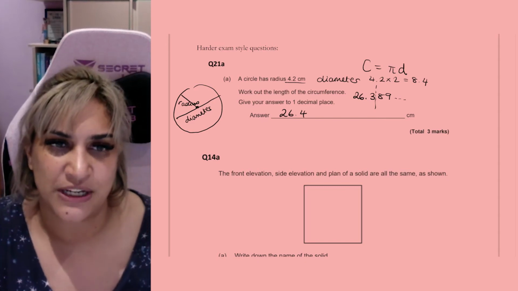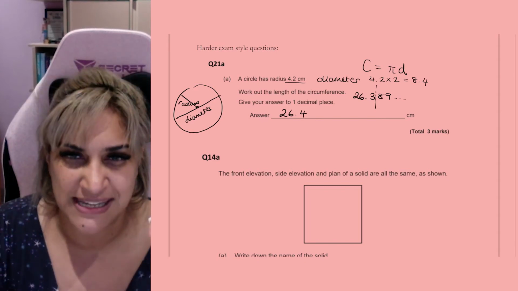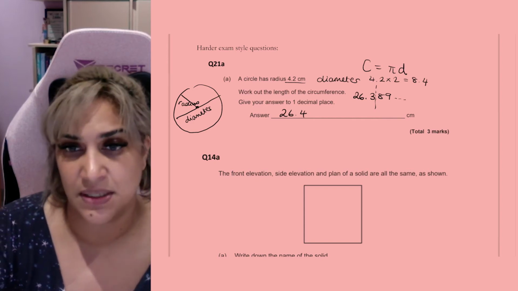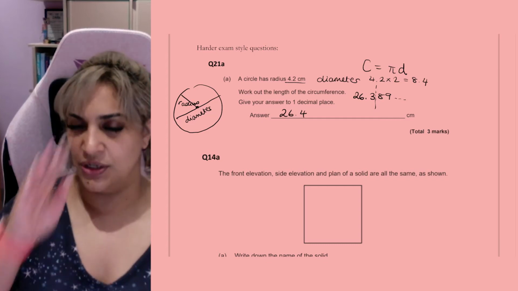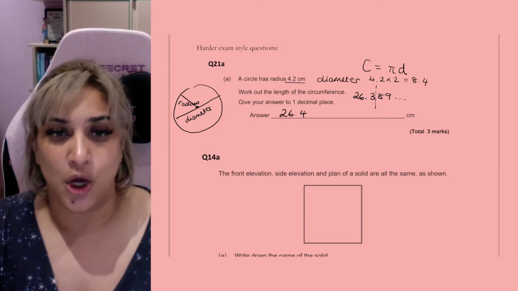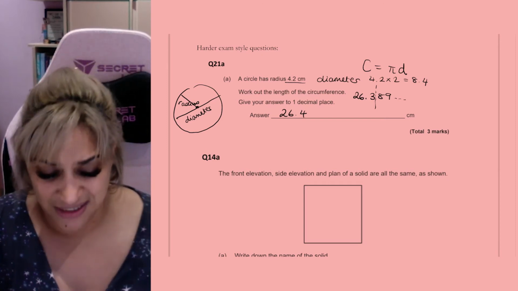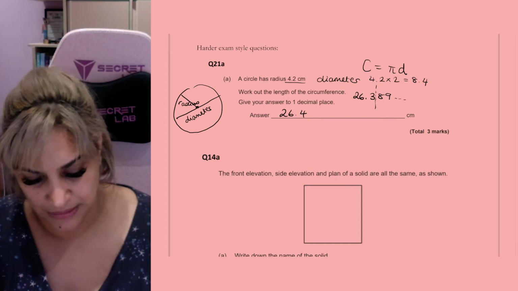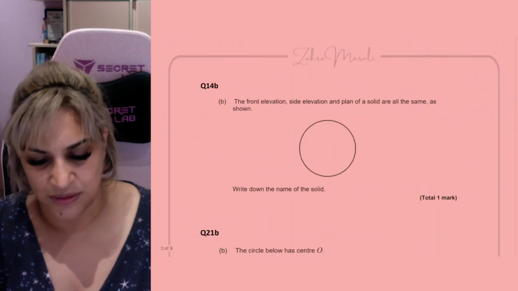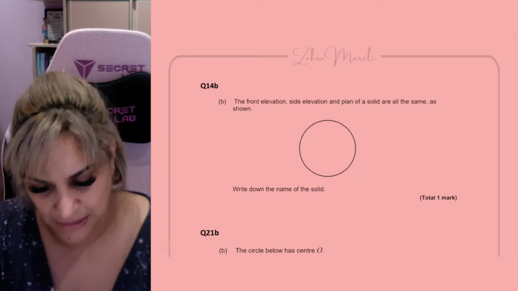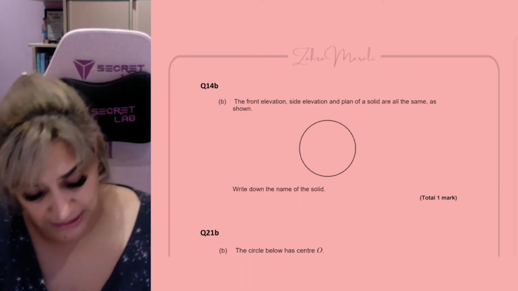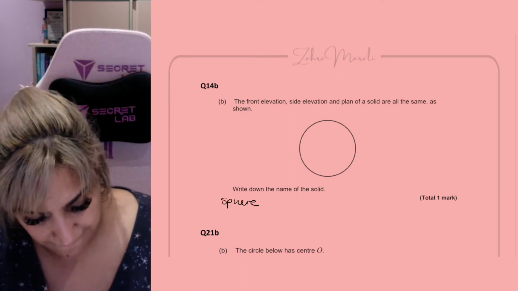Right, so our next question is we've got the front elevation, the side and the plan. So that's looking at something front on, looking at it from the side and looking at it from the top. If they are all the same, then it's got to be a cube. So this is going to be a cube because it's all the same no matter how we look at it. And if it's a circle, no matter where you're looking at it, you've got a sphere.